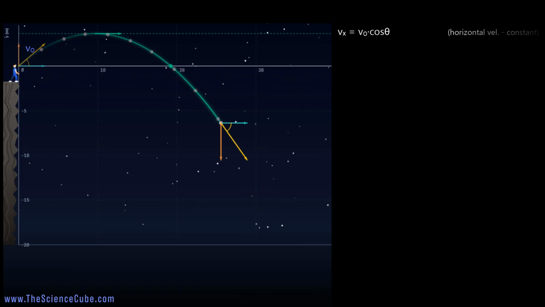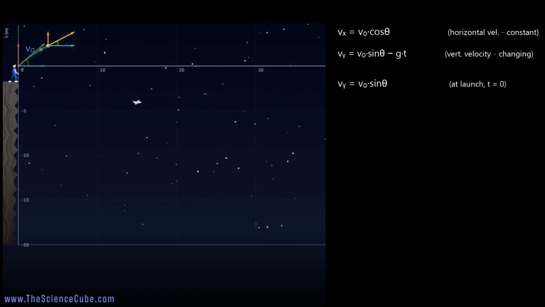So Vx equals V0 cosine theta, always. At launch, at the peak, at landing, anywhere. It's a constant. Vertical velocity, this one changes. Gravity is constantly pulling down on the ball, so Vy is constantly changing. That is, Vy equals V0 sine theta minus g times t. At launch, t equals 0, Vy equals V0 sine theta, positive, going up. At the peak, Vy equals 0. The ball is momentarily neither rising nor falling. After the peak, Vy becomes negative, going down faster and faster.